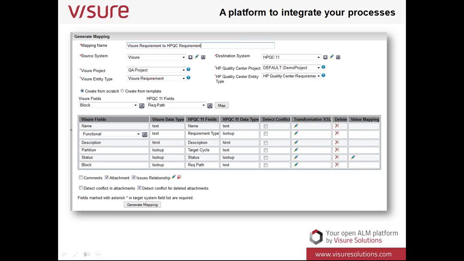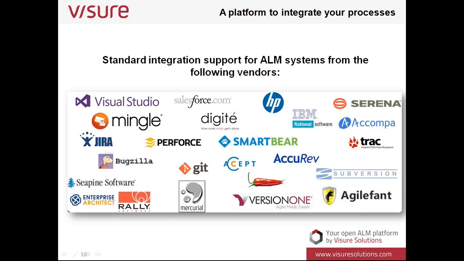The Open ALM platform by Visure is fully configurable in terms of data flow direction between tools, allowing bidirectional integrations, and also custom mapping of attributes, relationships, attachments, etc., so that it adapts to your specific processes. The list of tools available to be integrated with is very extensive, so please don't hesitate to contact us for further information, or if you don't see the tool you want to integrate with in this list.